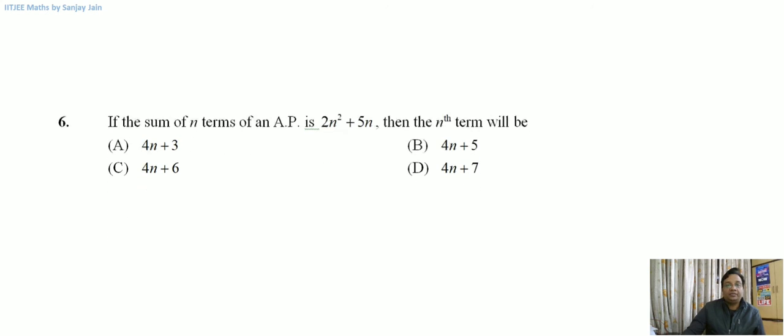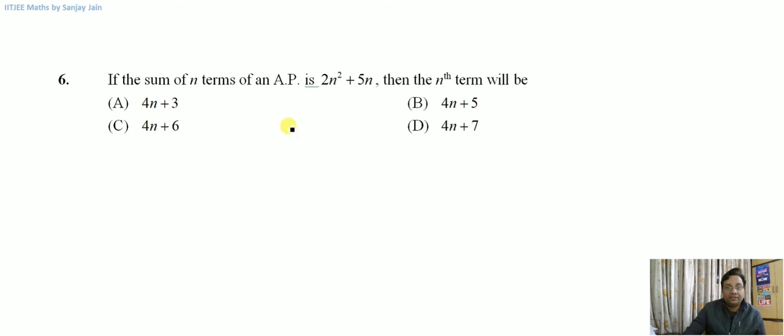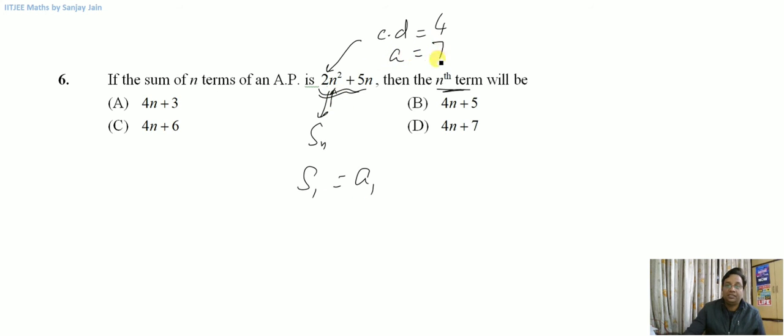If the sum of n terms of an AP is given as 2n square plus 5n, then what will the nth term be? This is pretty simple because the coefficient of n square is half of the common difference. So the common difference is equal to 4. What is the first term of the AP? Let us say this is Sn. The first term of an AP is S1, and S1 is equal to A1. So I put n equal to 1 to get the first term. So the first term is 7 and the common difference is 4.